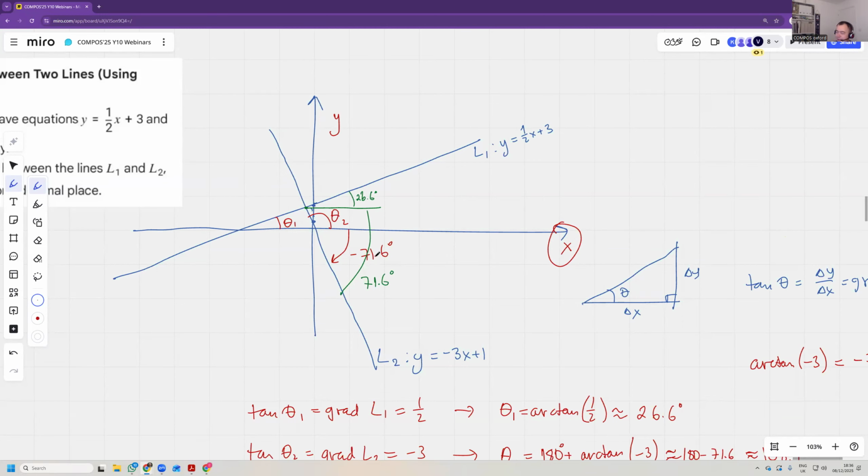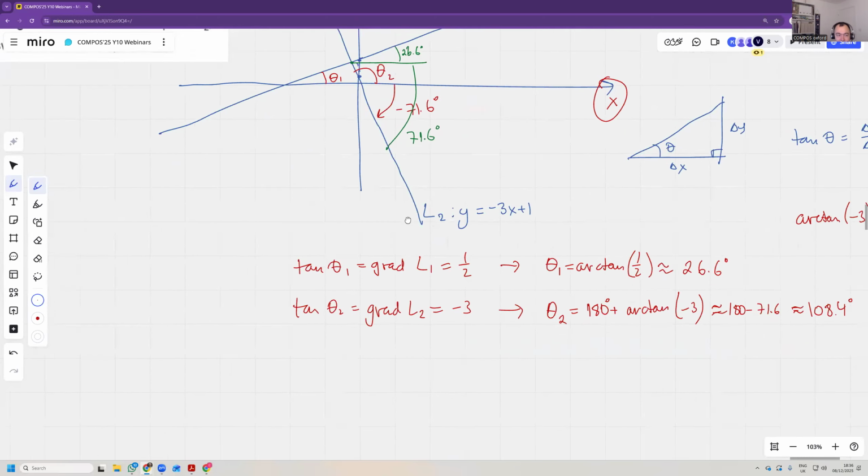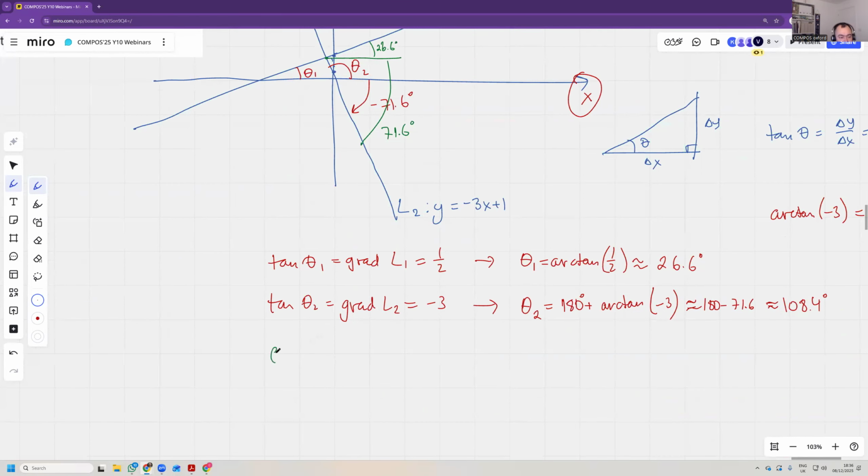Then we just add the two. The angle between L1 and L2 is 26.6 degrees plus 71.6 degrees, which is 98.2 degrees. Lovely. That's it.